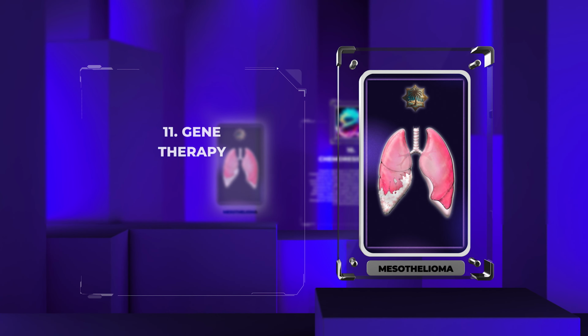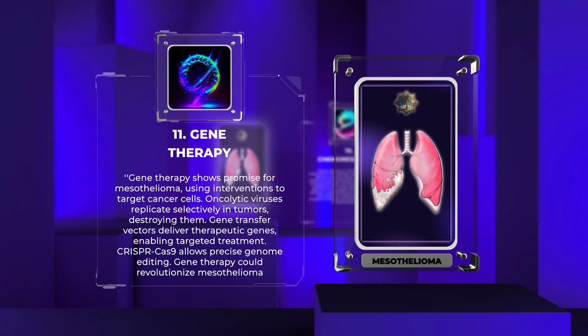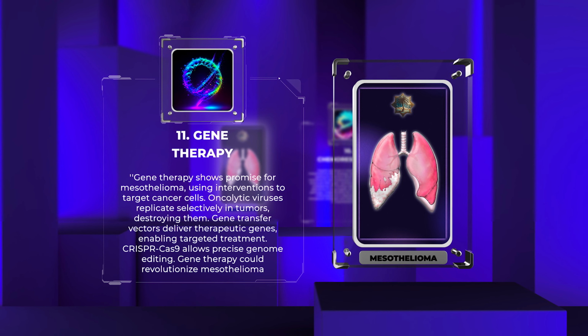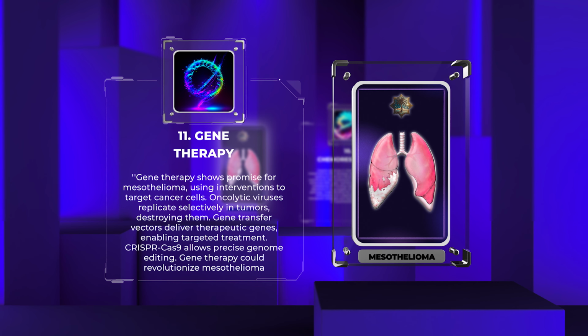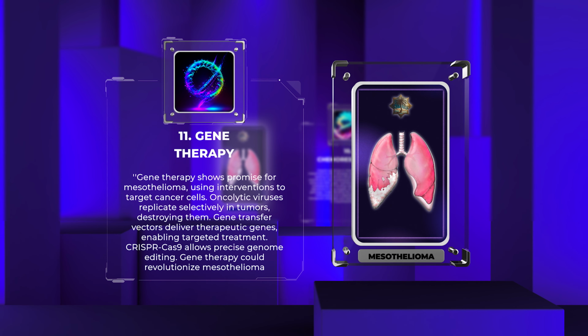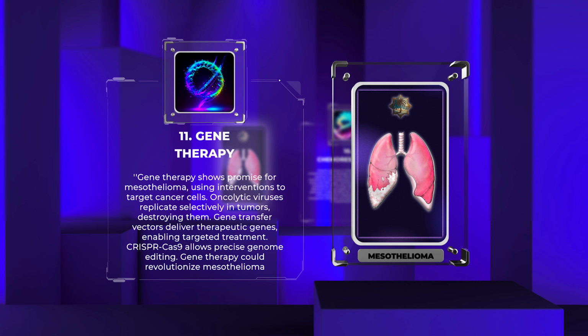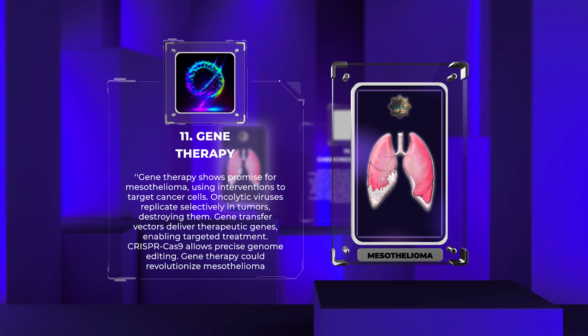Gene therapy shows promise for mesothelioma, using interventions to target cancer cells. Oncolytic viruses replicate selectively in tumors, destroying them. Gene transfer vectors deliver therapeutic genes, enabling targeted treatment. CRISPR-Cas9 allows precise genome editing. Gene therapy could revolutionize mesothelioma treatment.